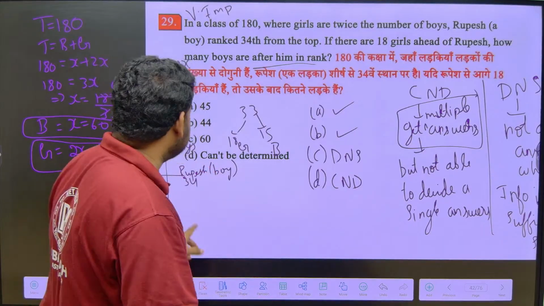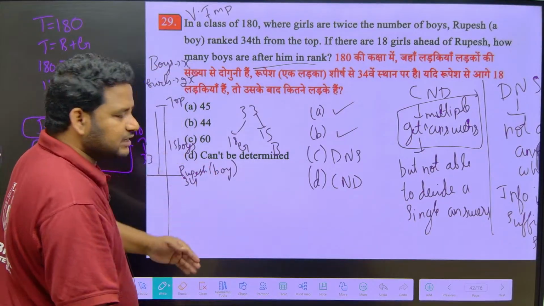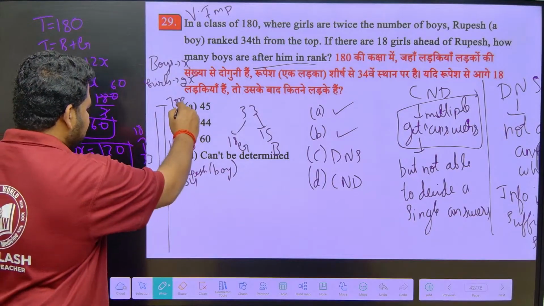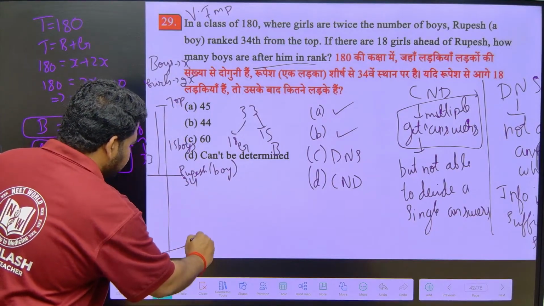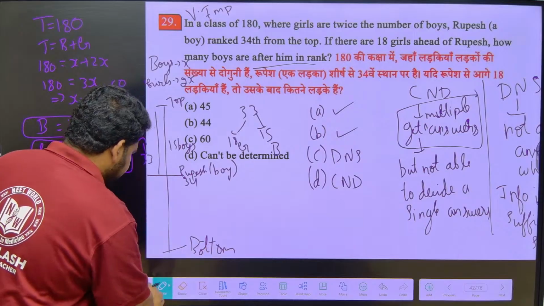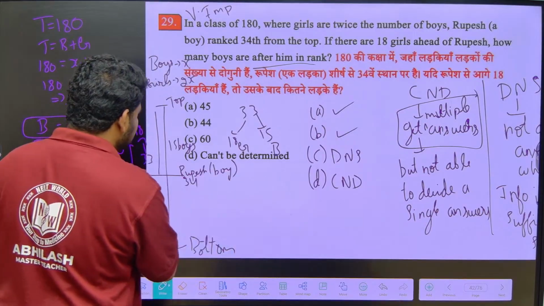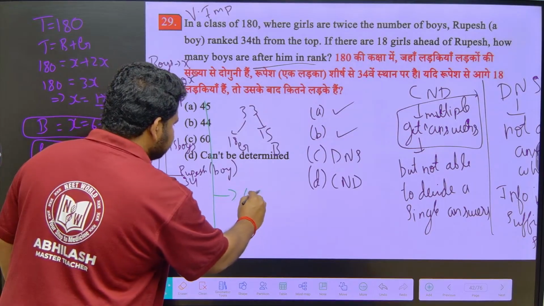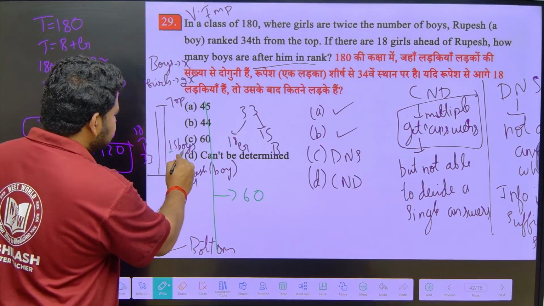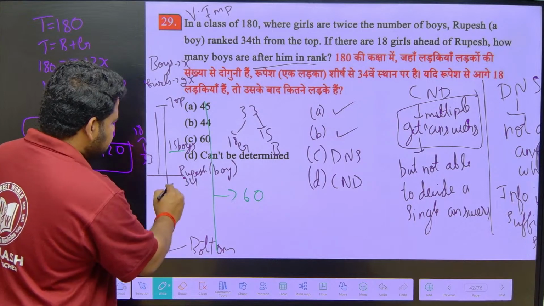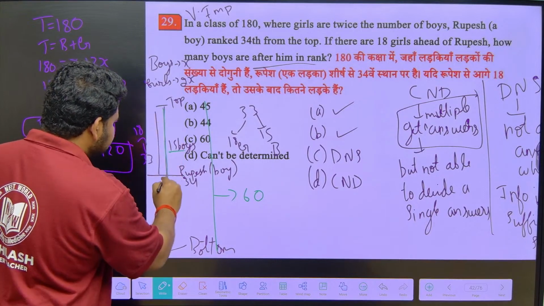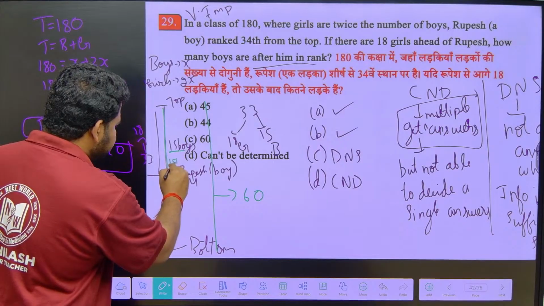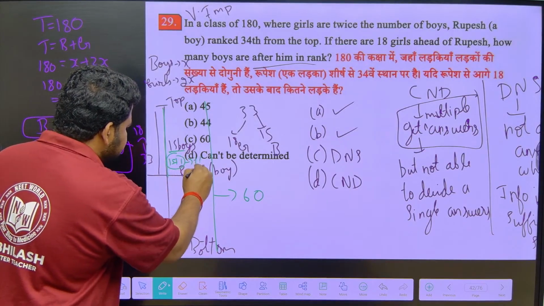We don't know. So for this, in total how many boys are there? From top to bottom, if I take boys, let me use another color. See here, total from top to bottom, there are how many boys? 60 boys. Here how many boys are there? 15. Here how many boys is there? 1 boy. Till here how many boys are there? 15 plus 1, there are 16 boys.